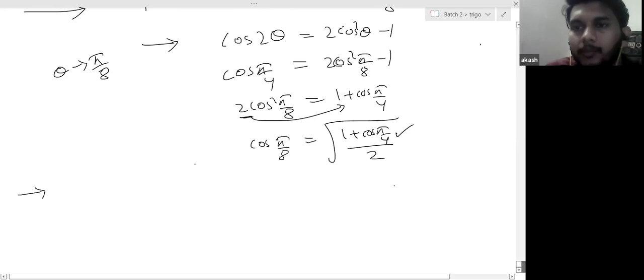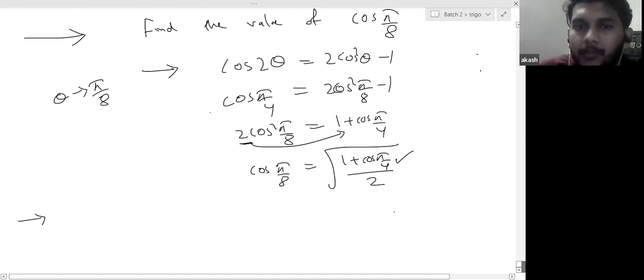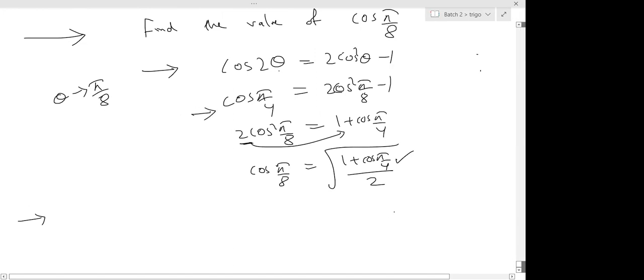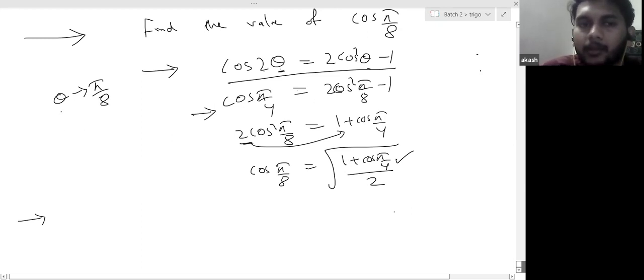Sir, how do we get pi by 8? Explain the second step. All right, step by step. I just put the value of theta as pi by 8 in this equation. You will get 2 into pi by 8, so that is pi by 4. And here theta is pi by 8. Put theta equal to pi by 8 in that formula.